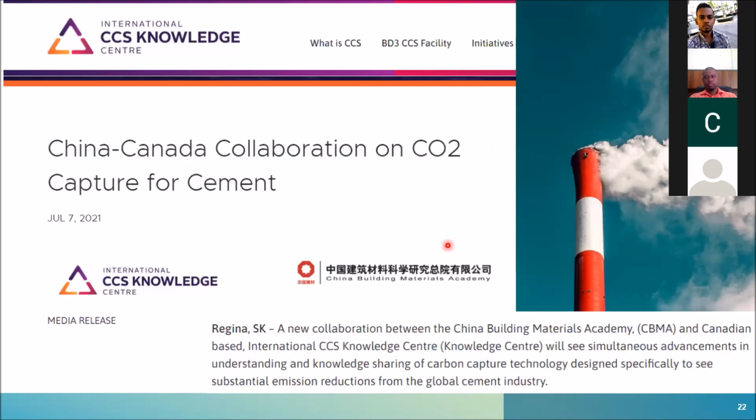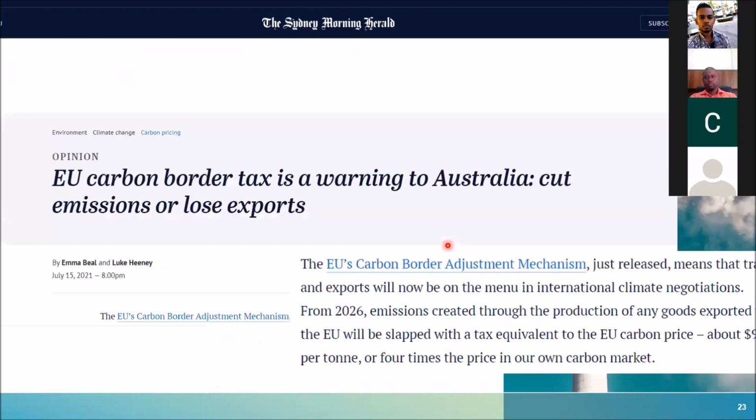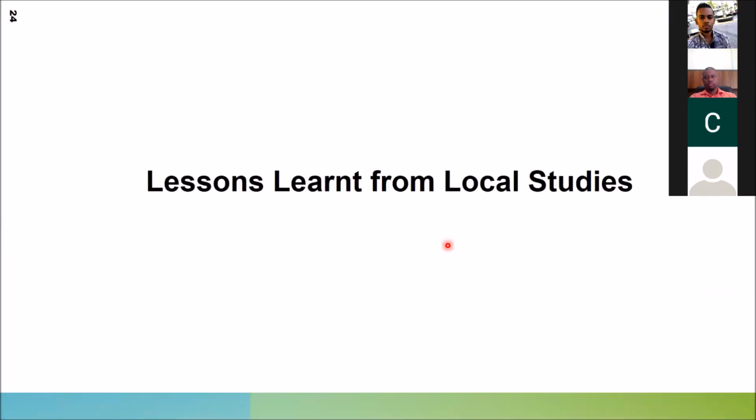You would also see collaborations taking place globally, for example, China and Canada combining to use CO2 capture for cement. And even further, countries that produce hydrocarbons and sell them to other countries will eventually be taxed if you cannot prove that you have climate change technology in mind. So the point is, eventually legislation will govern how we do our imports and exports. That will play a major role, and CCS will help us with that.